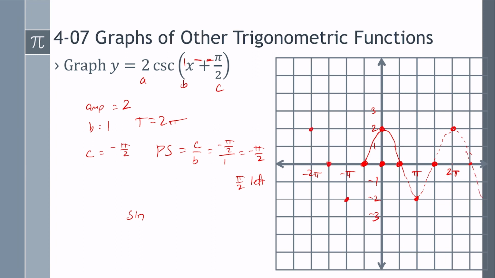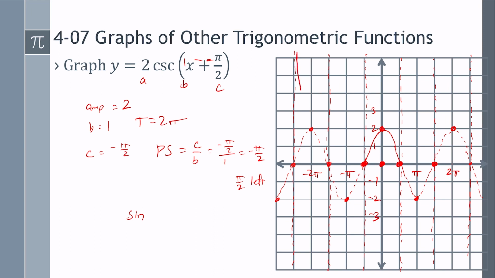Follow the pattern. Now we're going to put asymptotes at all the x-intercepts. And then we just draw these nice little loopies.